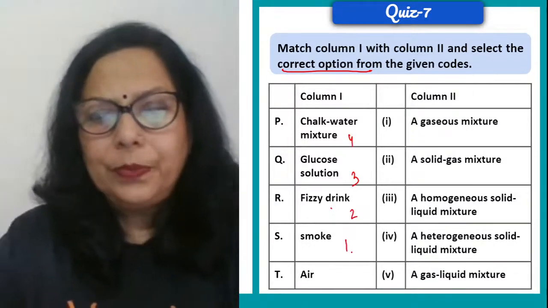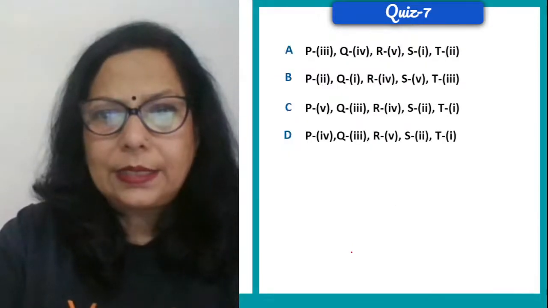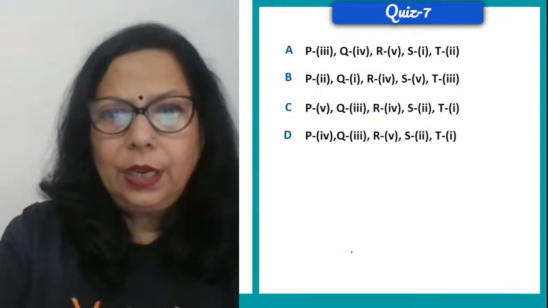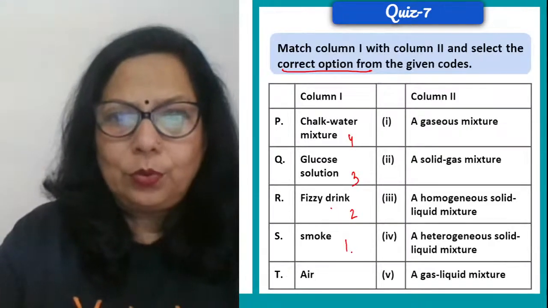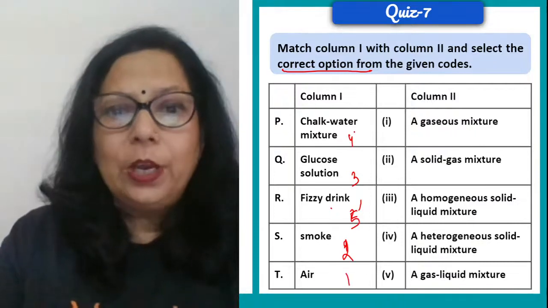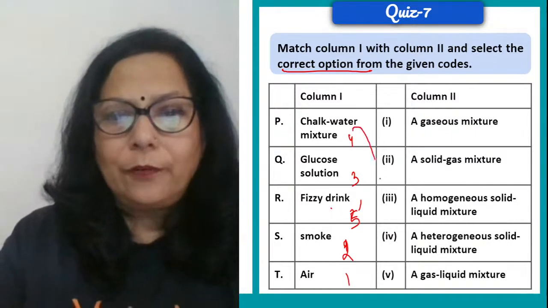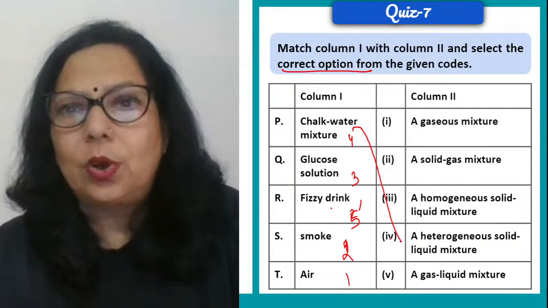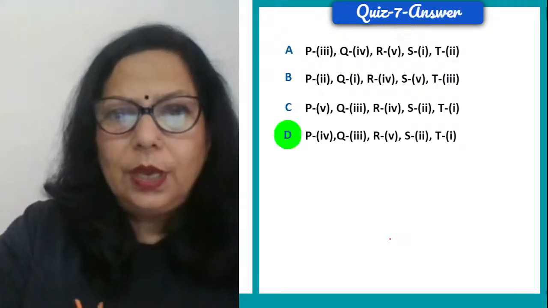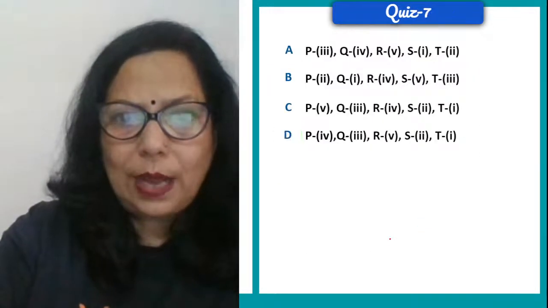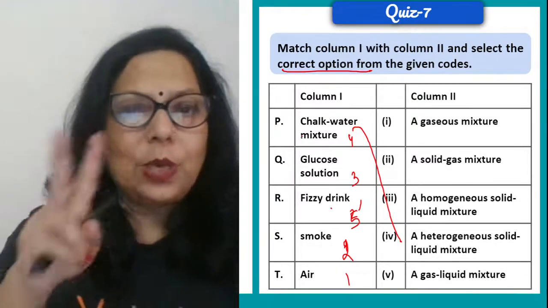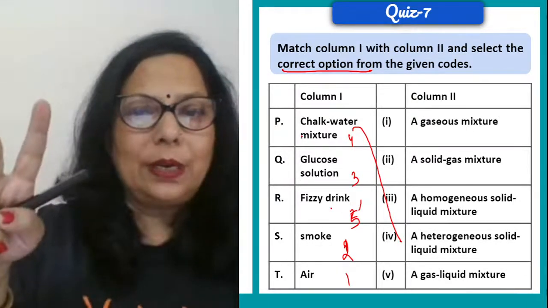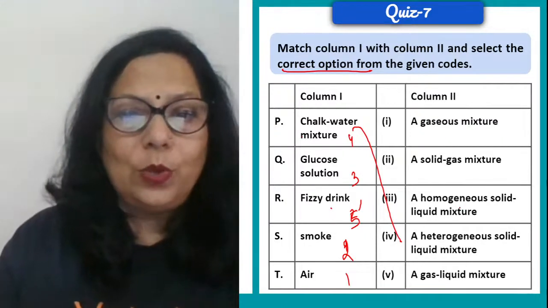Now see here. Look, PQRS. 4, 3, 5, 2, and 1. Let's do it now. Chalk water mixture. Of course, it's a heterogeneous solid liquid mixture. Sorry, it went back, I'm going back. It's a chalk water mixture. It is heterogeneous because you can see chalk and water separately. Heterogeneous solid mixture. How will you separate it?